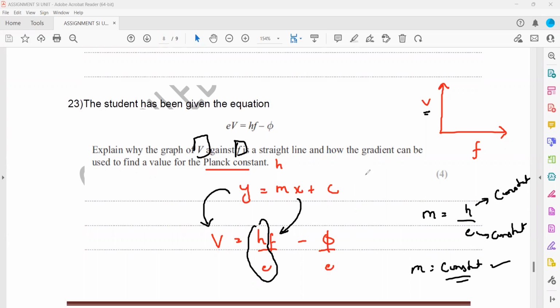The second part: how the gradient can be used to find the Planck's constant. So how can I find the Planck's constant, or the value of h? The gradient is Planck's constant divided by E. If I need h, E is divided on one side, so on the other side it will be multiplied. So gradient multiplied by E will give the Planck's constant.